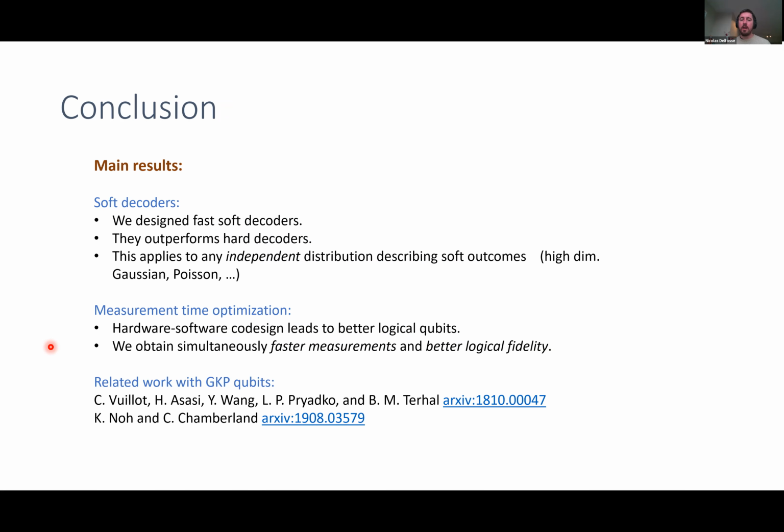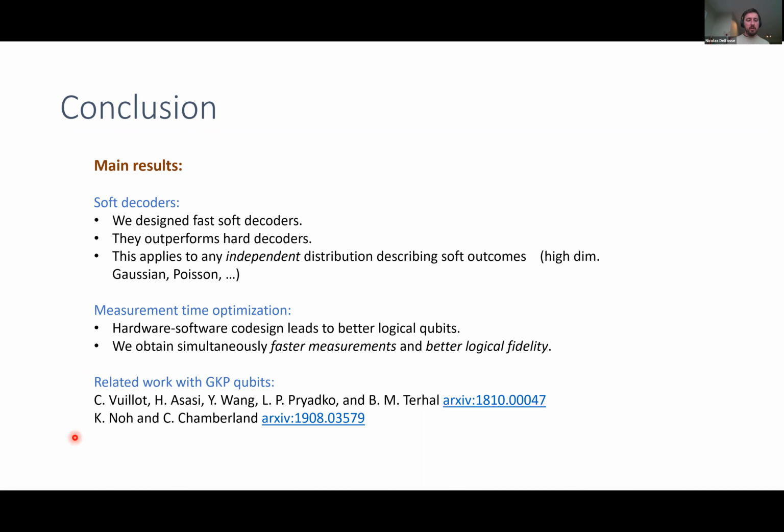It works for any kind of distribution, as long as the distributions are independent over different qubits, different measurement outcomes, and different time steps. We can do the exact same study with higher dimensional Gaussians, which are maybe more realistic in practice, or with a Poisson distribution, or any kind of distribution that you think is relevant for your device. And there is a significant improvement due to hardware-software co-design. By designing together the measurement and the quantum error correction scheme, we can get simultaneously faster measurement and a better logical qubit.